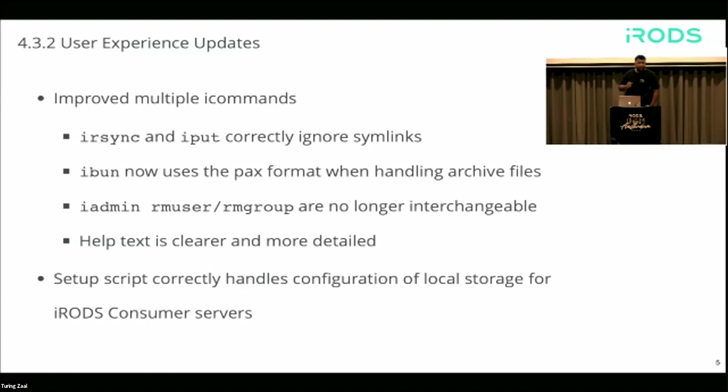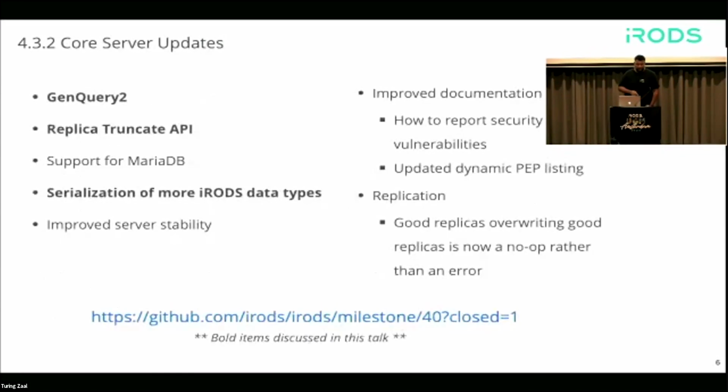iadmin rmgroup and rmuser are no longer interchangeable. If you want to remove a group, the iRODS 4.3.2 server will now verify whether that entity is indeed a group. Same for remove user. That's great. If you do happen to pass the wrong information, it will now trigger an error and let you know. We've also made a small tweak to the setup script, in which configuration of local storage is now fixed. There was a bug reported a while back about that not doing what people thought it should do, and so we made a tweak there and improved that situation.